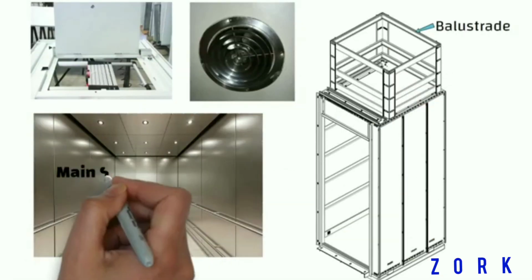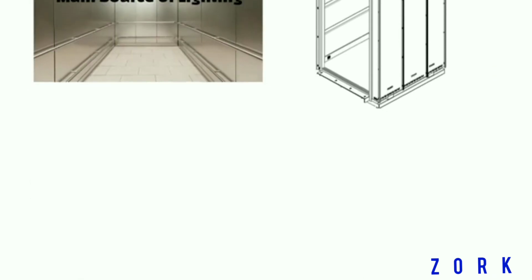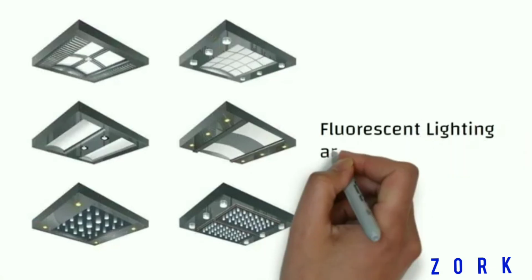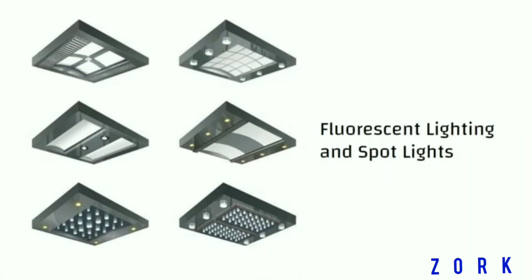False ceiling is the main source of lighting in the elevator car. There are many different designs for elevator lighting. Fluorescent lighting and spotlights are the most common lighting elements used for elevator lighting, and a combination of two types can also be used.